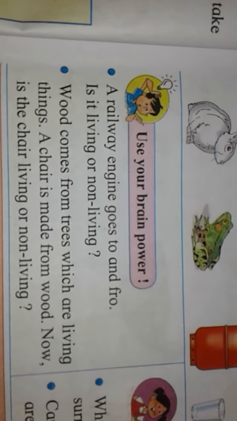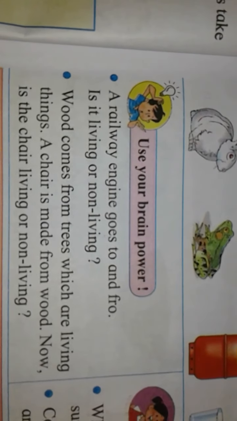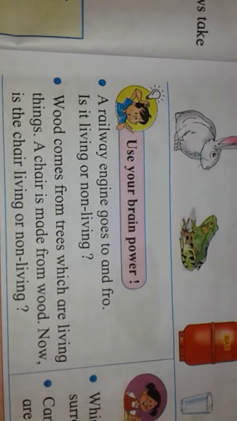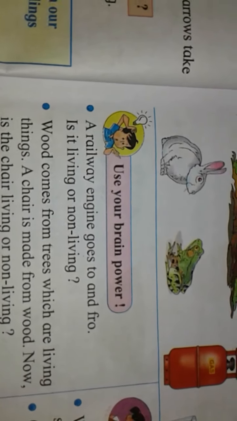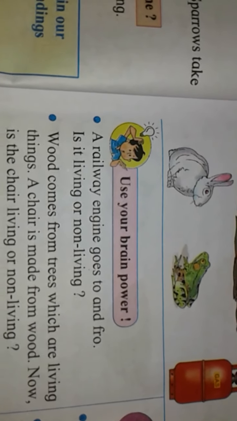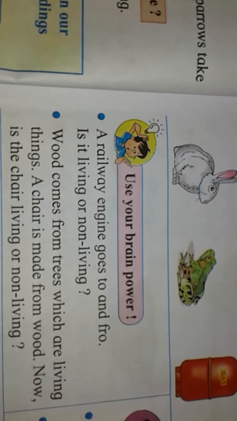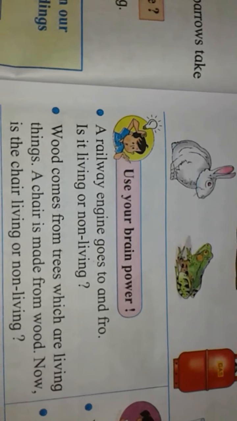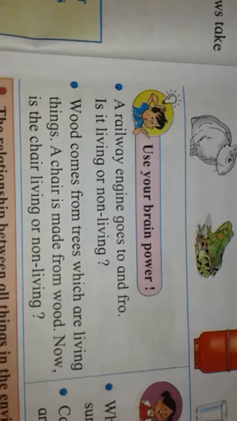Railway engine goes to and fro. What do you mean by to and fro? To means movement towards, and coming back means fro. So it is moving, but it is not moving on its own. The engine is pulling and pushing back, and both the things are non-living because they are made of iron, metal. So it is a non-living thing.